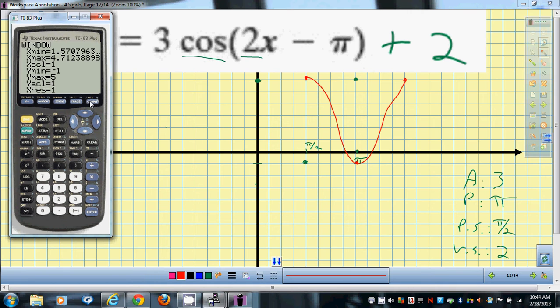Hit graph and you should be looking at a U. Oh, wow. You should be looking at a U. Hot diggity dang, we did it right. That looks exactly like what we put. Change it to radian mode. You need to be in radian mode.